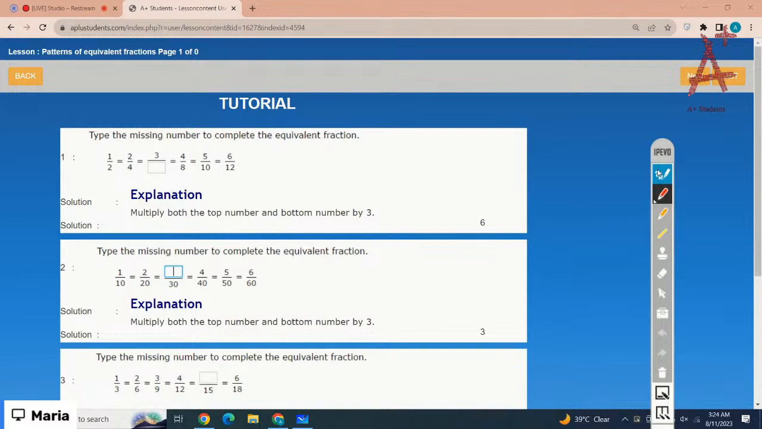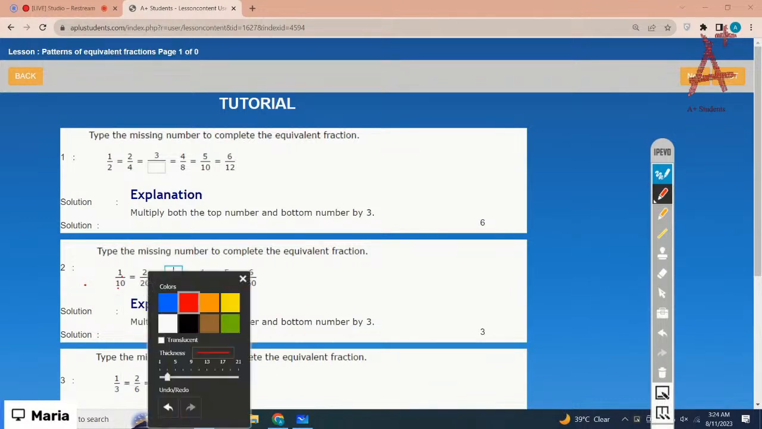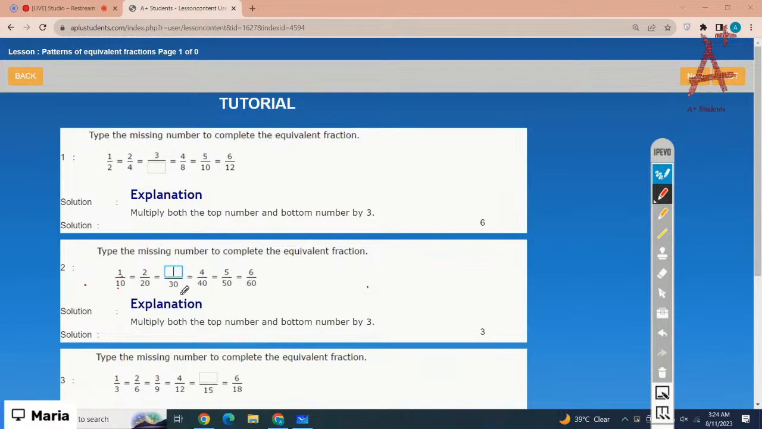Okay, the next one is type the missing number to complete the equivalent fraction. Okay, you're given 1 over 10, right? So 1 times 2 is 2 and 10 times 2 is 20. For this one, you can see here you have 30. So 10 times what number is 30? 10 times 3 is 30. That means you have to multiply this fraction by 3, right? So 10 times 3 is 30 and 1 times 3 is 3. So it would be 3 over 30.